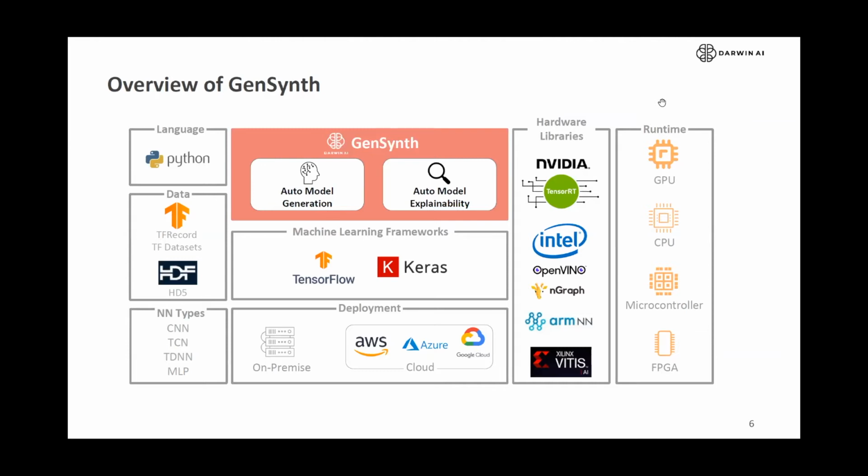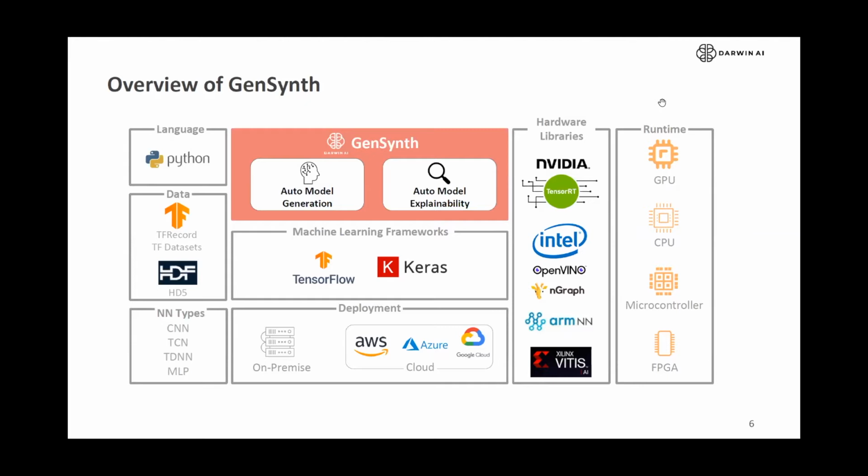design exploration stage, where Gensim will take all this information, learn from it, and go through an auto model generation phase, where it generates models to meet those operational targets and requirements based on what you provided, as well as an auto model explainability stage, where you're able to go through exactly why your model made certain decisions, where the errors are, where the biases are, and so on.